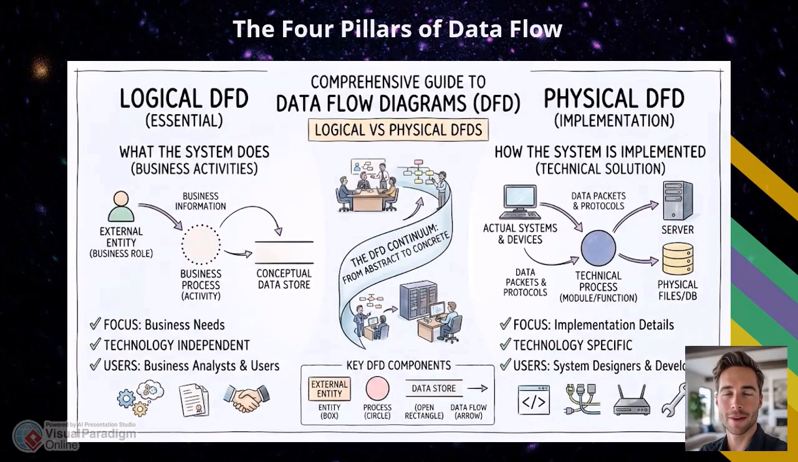Data flow diagrams map how information moves through systems. They reveal exactly where data originates, how it transforms, where it rests, and who handles it.